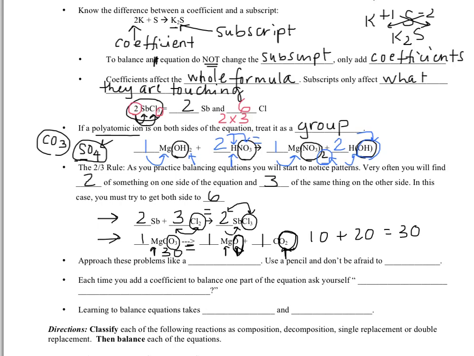Okay? All right, my last couple words of wisdom. Approach these problems like a puzzle. Use a pencil and do not be afraid to erase. As you practice more, you'll erase less, but at first you're going to erase a lot. Each time you add a coefficient to balance one part of the equation, ask yourself, what else did I just affect?